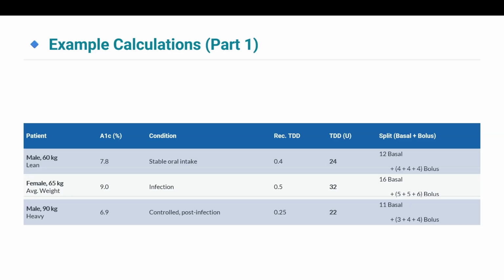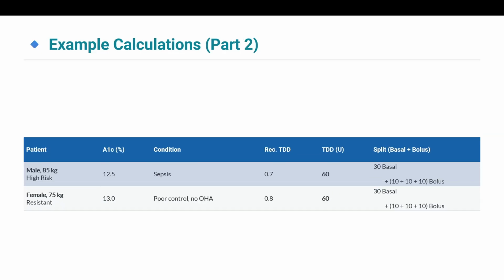For a man who is 90 kgs and heavily built, HbA1c of only 6.9, on controlled diabetes with just post infection, you can start low with 0.25 units per kg per day. The total daily dose would come around 22. Split it into 50% basal and the remainder as bolus, divided 3 times a day. For a male of 85 kgs with high-risk HbA1c of 12.5, which is a high resistance condition, also having sepsis, you can go up to 0.7 and even up to 1 unit per kg per day. The total daily dose requirement would come around 60 to 85 units per day. Split it into 50% as basal and the remainder as bolus 3 times pre-meals.